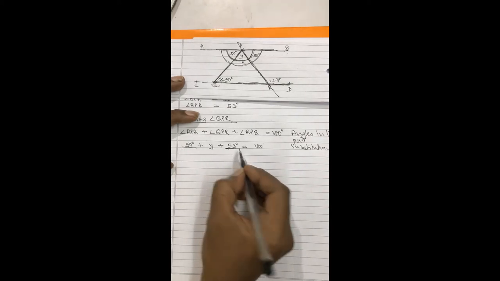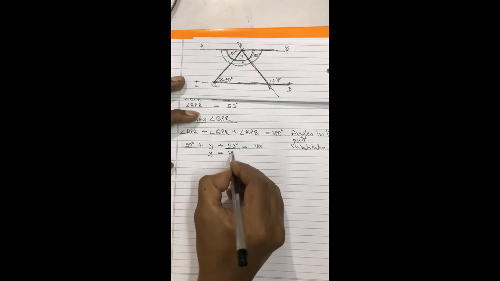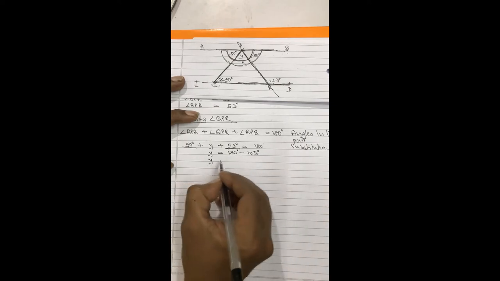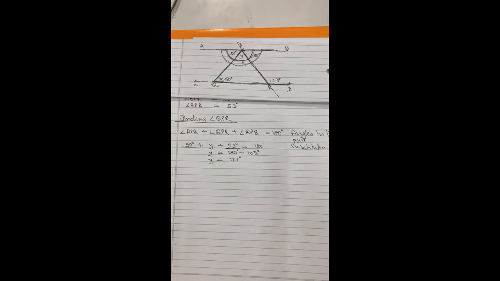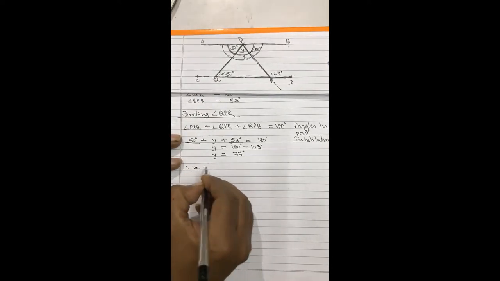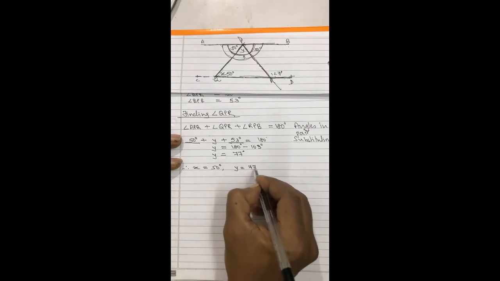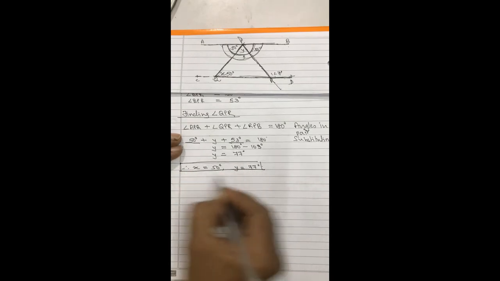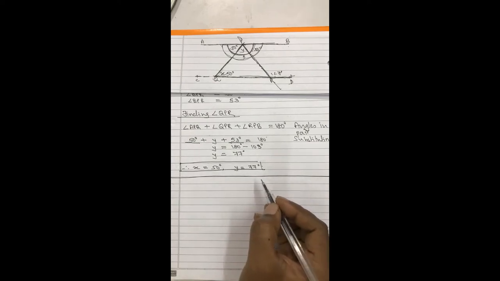If you add this, 53 will be 103 degrees. This will shift to the other side. Y is equal to 180 degrees minus 103 degrees. So that will give me 77 degrees, I suppose. Yes. Okay, therefore, X is equal to 50 degrees, Y is equal to 77 degrees. This is your solution.